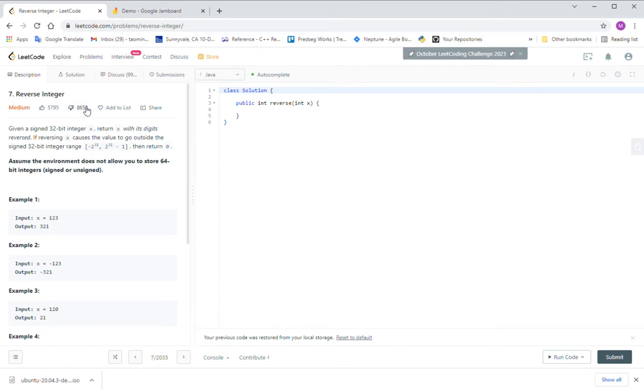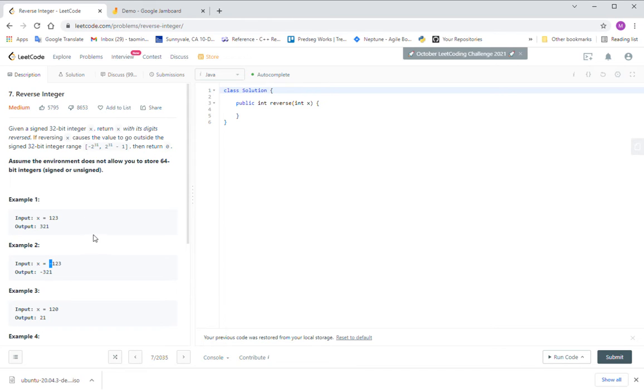Let us look at question number 7, reverse integer. Given an integer, this integer is a 32-bit integer, and return the reversed integer. So given 123, return 321. If given negative 123, return negative 321.